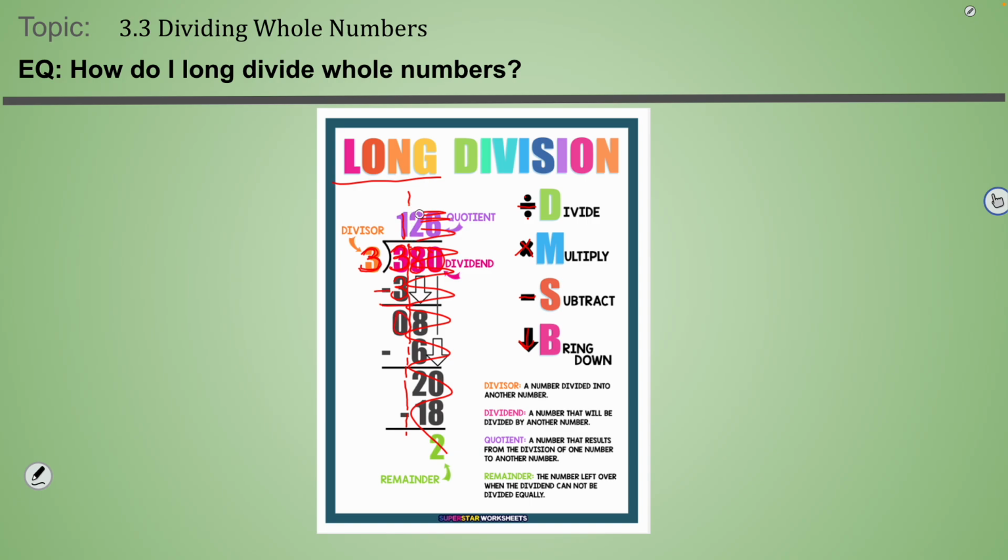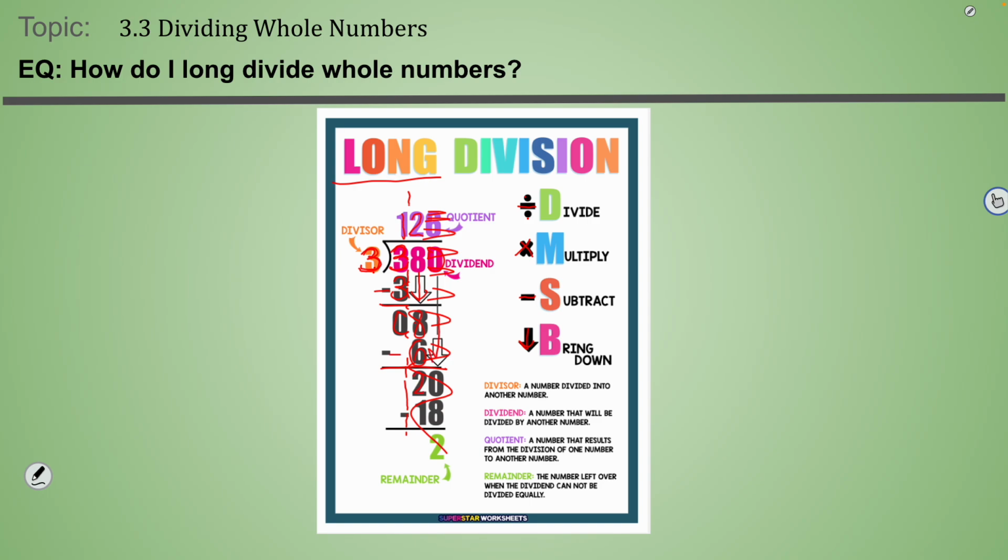Then we subtract, and then we bring down the next number. So now we get to uncover the next place value. It is very important that you keep everything in line. So we bring down this 8, then we do it all over again. We divide. 8 divided by 3 is 2. Then we multiply. 2 times 3 is 6. Then we subtract. 8 minus 6 is 2.